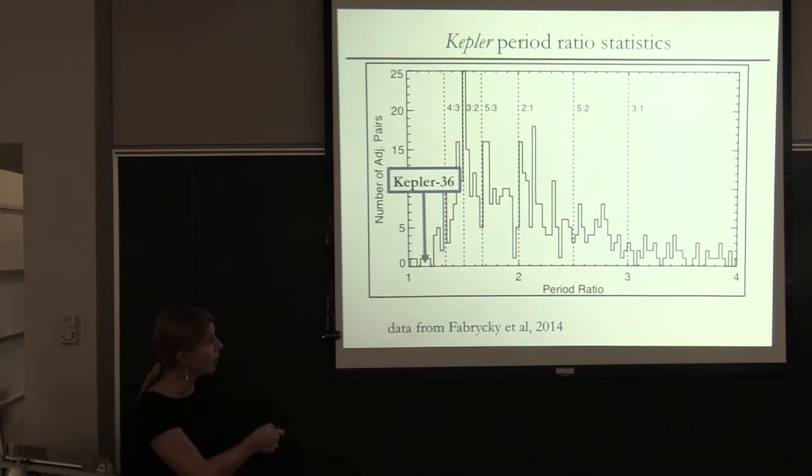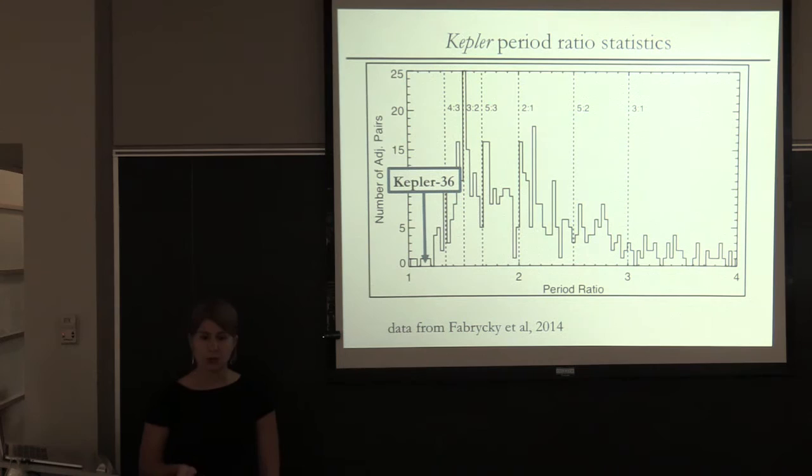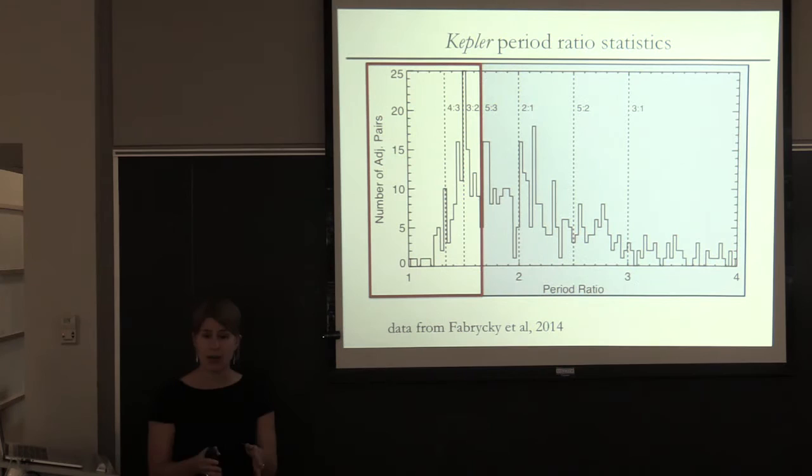This is very likely a false positive. But Kepler 36 is sitting in this bin here, and you can see that it's on the edge of this distribution. However, there is this interesting drop-off in the number of pairs as you get to very, very compact orbits. And so one interesting question to consider is whether or not planet pairs initially formed on these compact orbits but subsequently underwent instability. And that's something I'll come back to at the end of the talk.